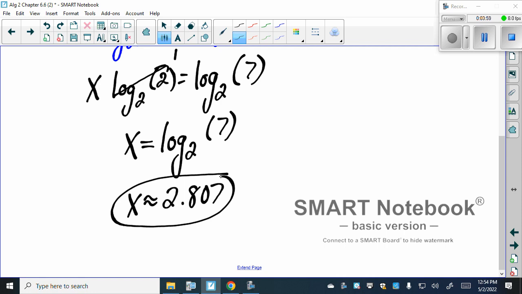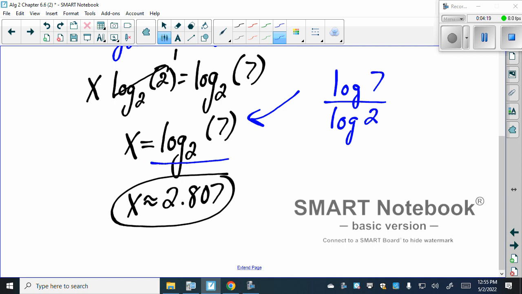Now we could have used the change of base to calculate log base 2 of 7. We could have plugged it in as log of 7 over log of 2, and that would have gotten us to the same answer. So for some of the calculators, if you have one at home or some on your phone that don't use log base, where you can't just type it in as log base 2 of 7, we could type it in as log of 7 over log of 2 and get to the same answer.